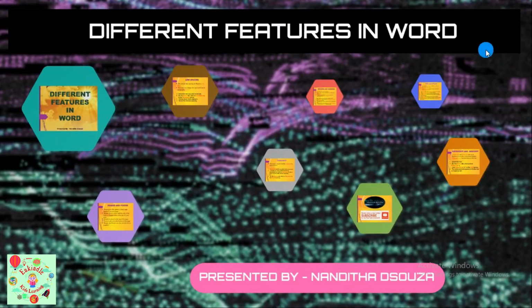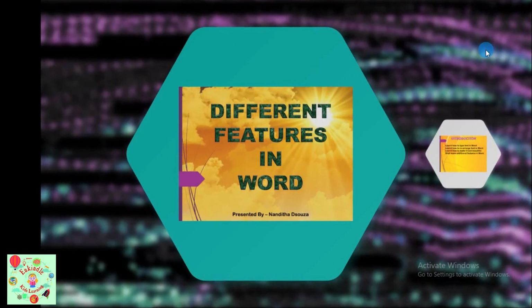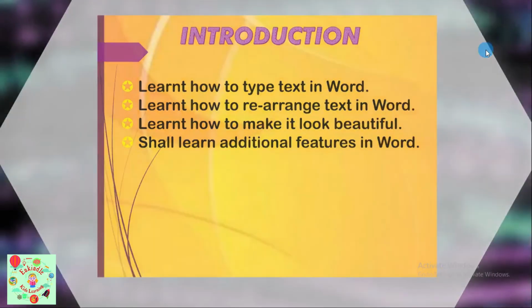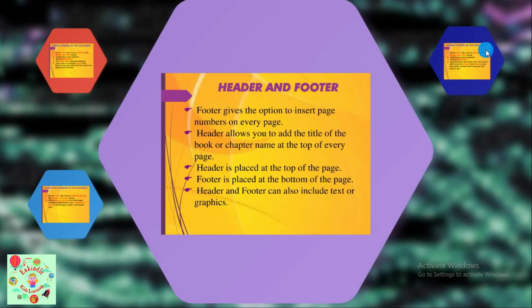My dear students, let's take a quick recap on what we studied under the lesson Different Features in Word. First, we studied about header and footer feature. You must have observed that school textbooks or magazines have page numbers in the corner. With Word, you don't have to manually type the page number on every page. Footer gives you the option to insert page numbers on every page. Similarly, header allows you to add the title of the book or chapter name at the top of every page. Header is placed at the top of the page while the footer is placed at the bottom of the page.